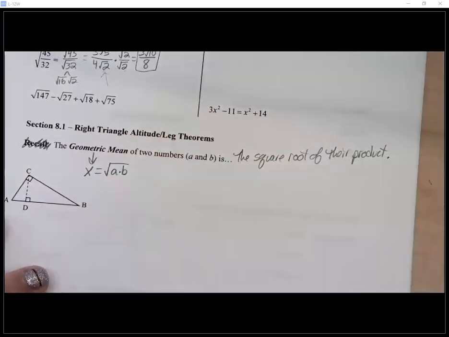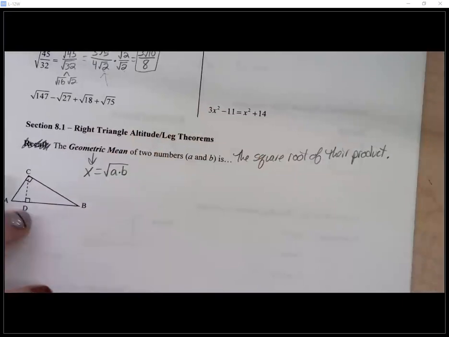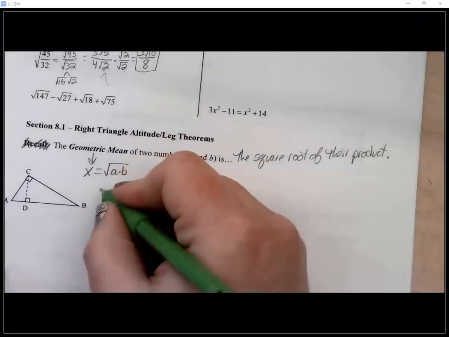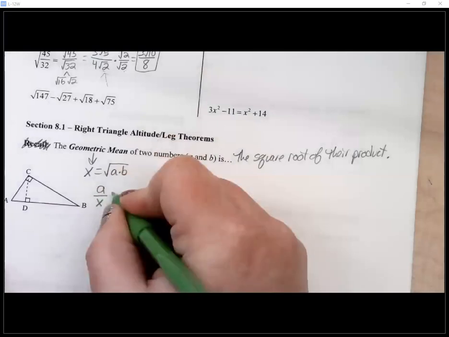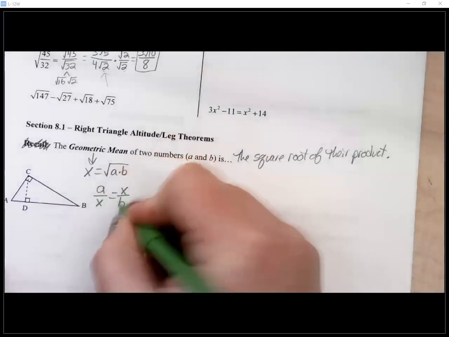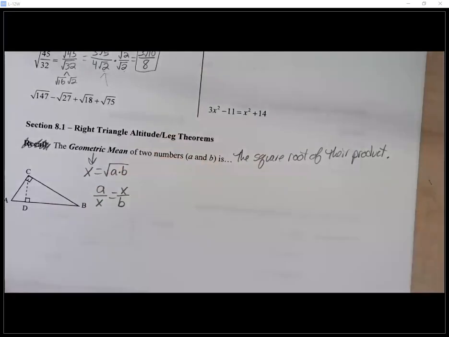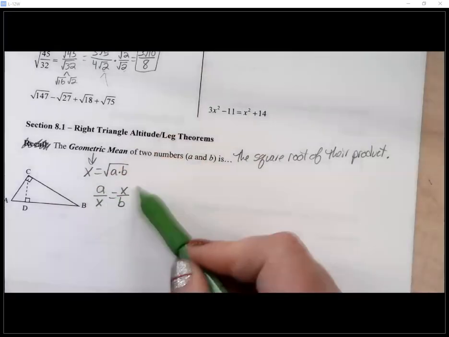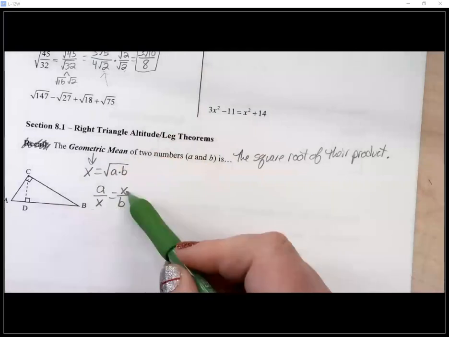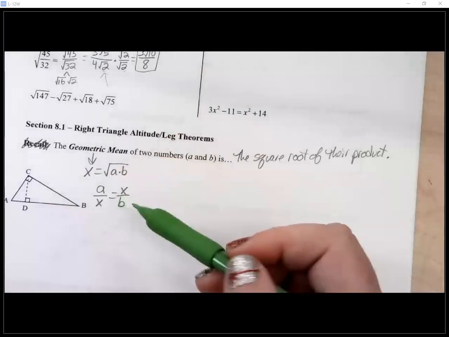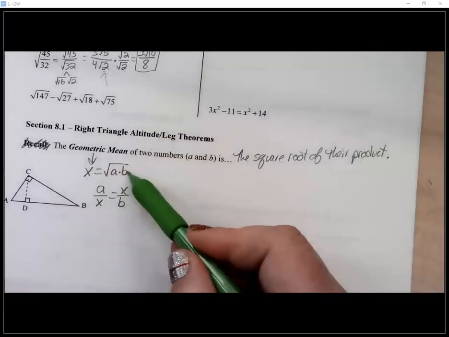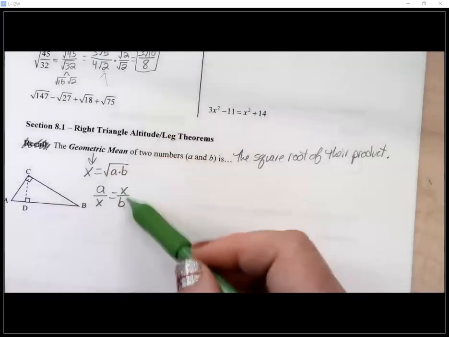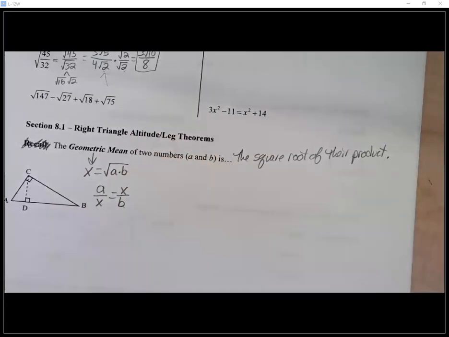Or, and this fits in a little better with what we're going to be talking about with these triangles, it also works this way: a over x equals x over b. If you solve that for x, you cross multiply and get a times b equals x squared, and then take the square root of both sides. So I would end up right here. These two are equivalent. If you want to find the geometric mean between two numbers, you can use either because it really is the same thing.